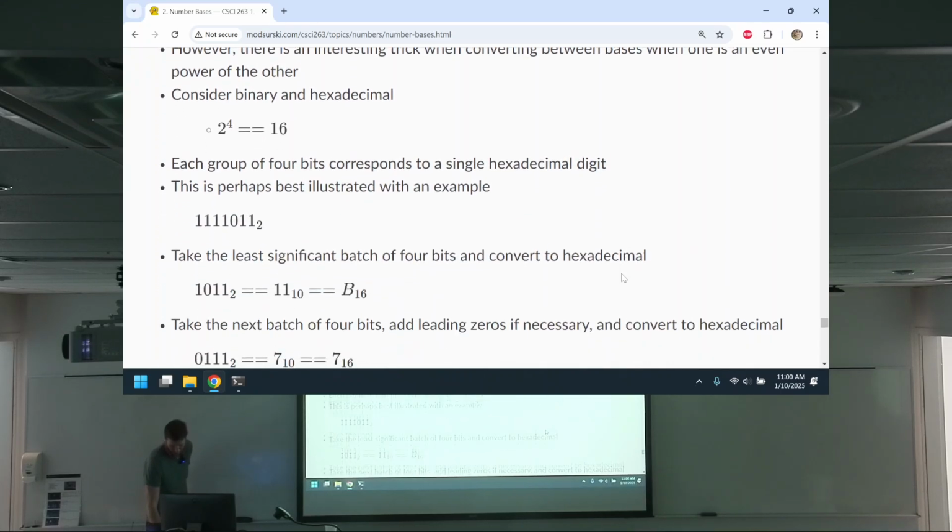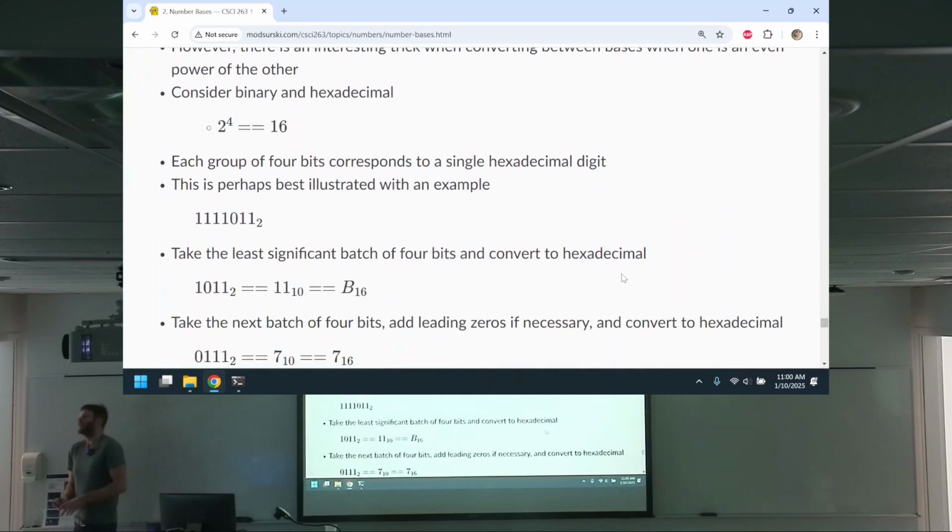So consider a binary in hexadecimal. 2 to the power of 4 is 16. Each group of 4 bits corresponds to a single hexadecimal digit. Let me show you what I mean.